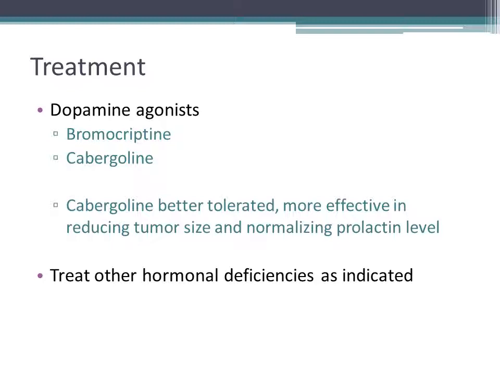I start first with cabergoline, and I follow the patient over several months to see how their gonadotrophic axis responds to suppression of prolactin. If that axis did not improve over time, then I can offer the patient treatment with either testosterone or estrogen.